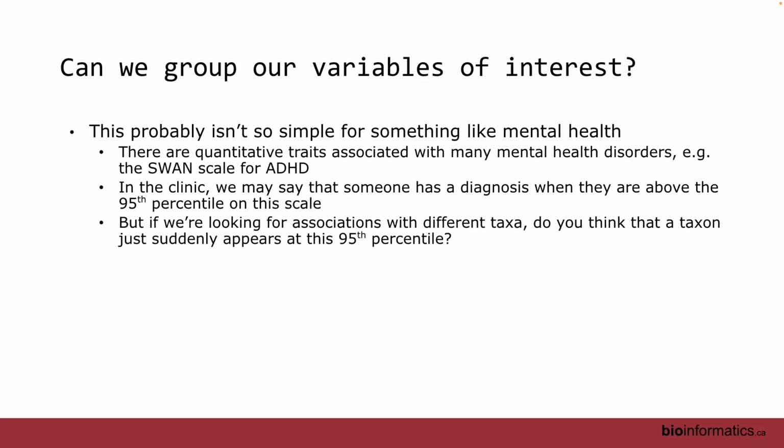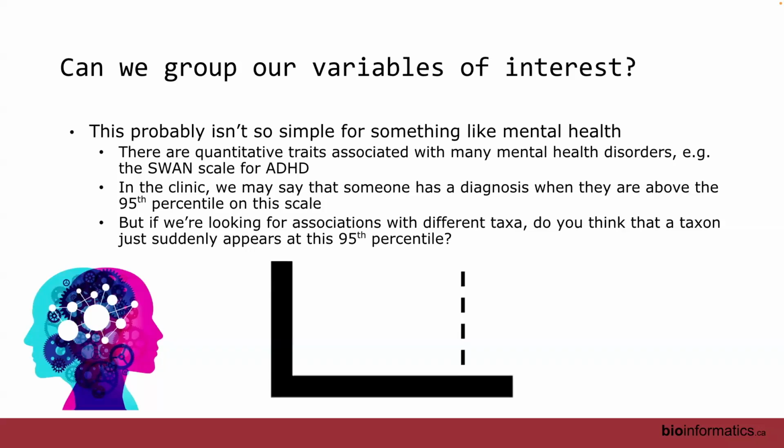And so when we're looking at the mental health in these children, there are quantitative traits associated with many of the mental health disorders, and these are things that they use to give a child a diagnosis. So for something like ADHD, it's called the SWAN scale, that they're looking at to see whether they're likely to have traits associated with it. And in the clinic, you might say that someone has a diagnosis when they're above the 95th percentile on the scale or something like that.